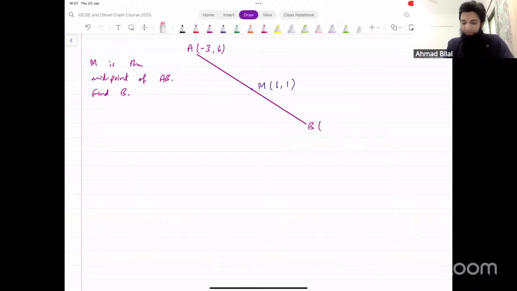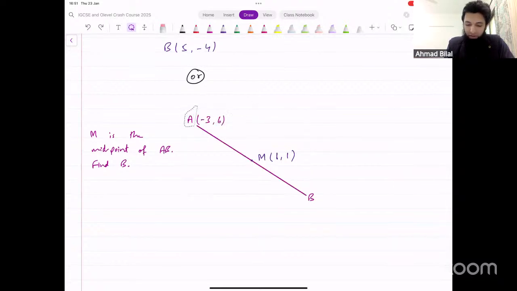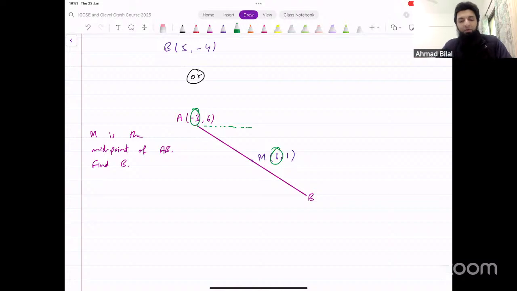We think of it this way: M is the midpoint of AB. We look at how many units we have to go horizontally in order to go from A to M. Think about it. We have minus 3 here, we have 1 here. So how many units are we going horizontally in order to go from A to M? Minus 3 to 1, that is 4 units in order to reach this point M.